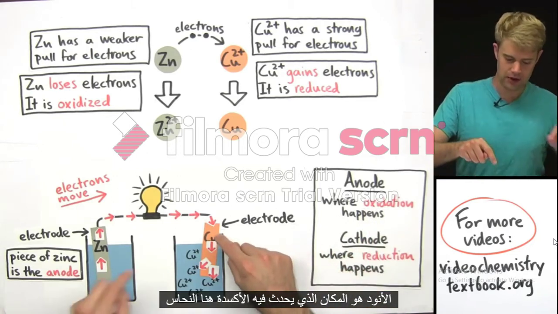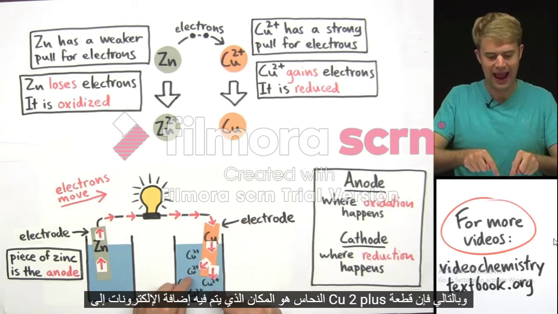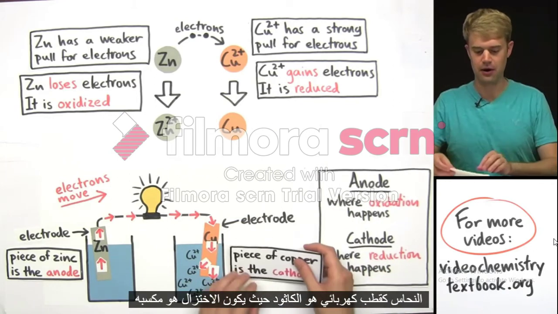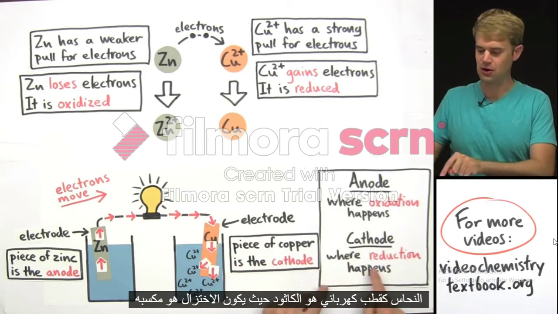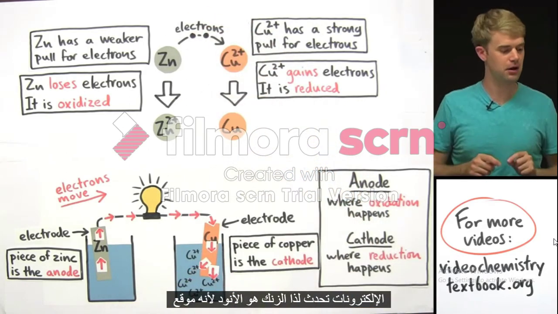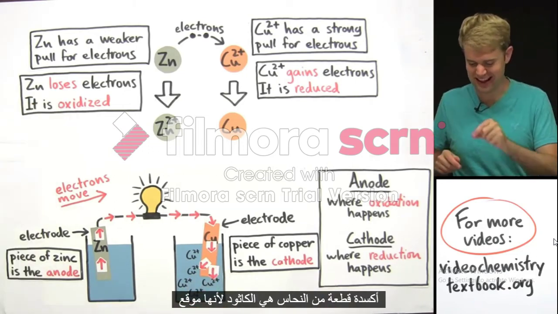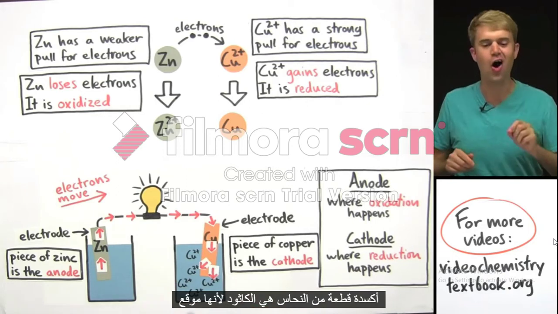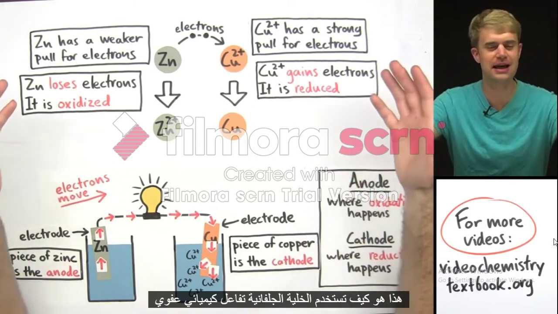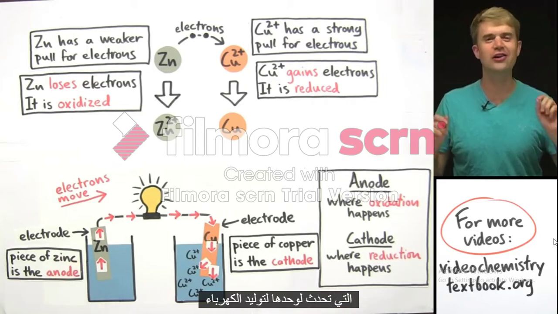Over here, the copper is where electrons are getting added to the Cu2+. So the piece of copper as an electrode is the cathode. It's where reduction, where gain of electrons, is happening. So the zinc is the anode because it's a site of oxidation. The piece of copper is the cathode because it's the site of reduction. So this is how a galvanic cell uses a spontaneous chemical reaction that happens on its own to create electricity.